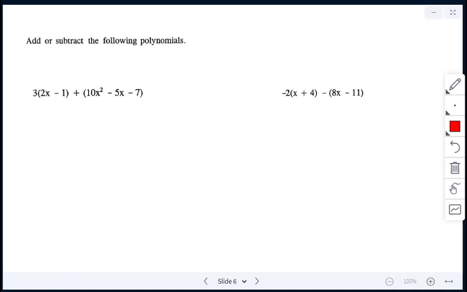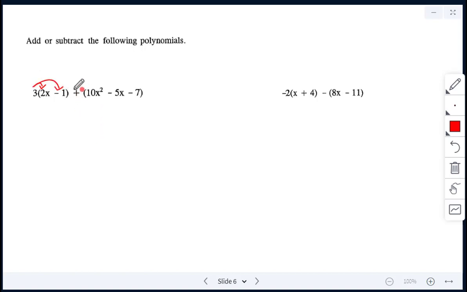All right, today's lesson we're going to continue addition and subtraction of polynomials. We will also look at algebra tiles today. So a few examples to do here. The first example, we have a 3 here in front of the bracket. So this 3 means we have to multiply everything inside the bracket with that 3.